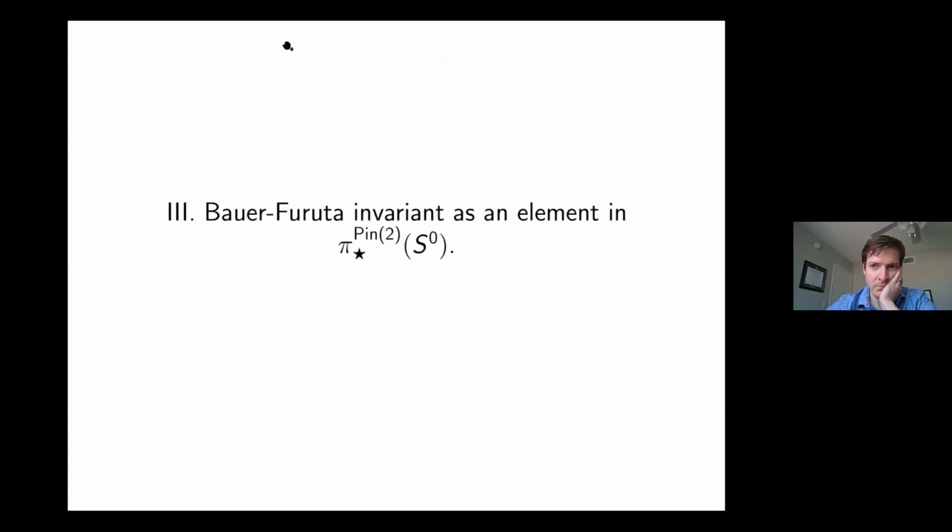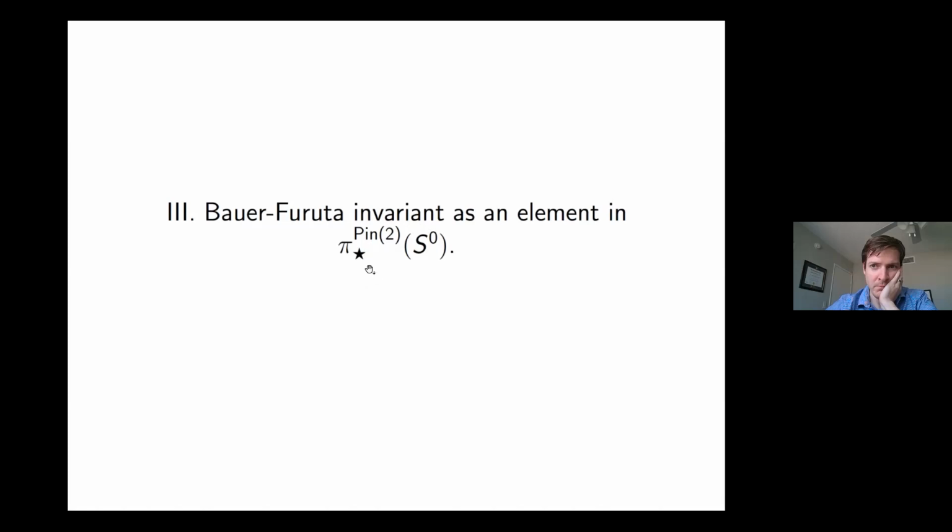In this part, I will briefly define the Bauer-Furuta invariant as an element in the equivariant stable homotopy group of spheres. And there you can see this interesting notation, big star. Recall that in the non-equivariant world, we use this little star to denote the grading, and the grading is given by Z.